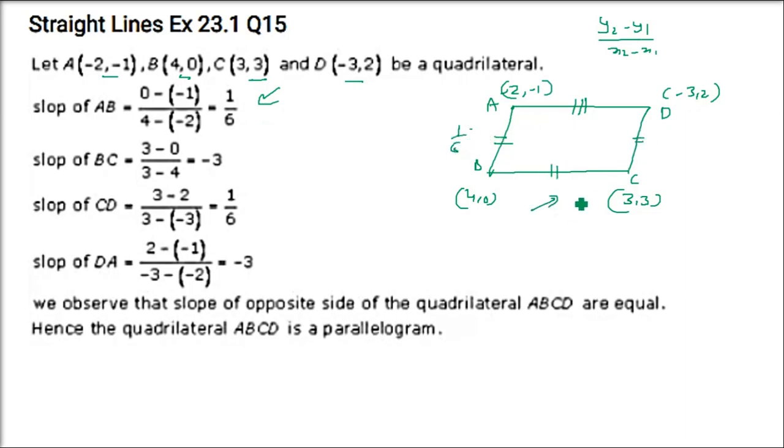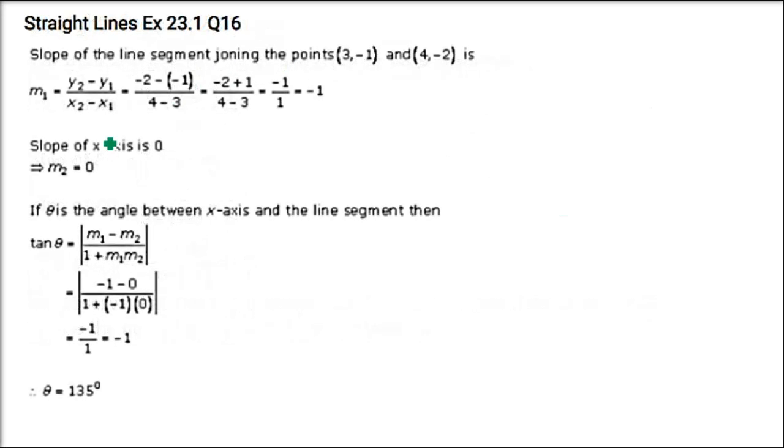So let me write it. The solution is in front of you. This is -3. The slope of CD is going to be 1 by 6 and the slope of AD is -3. Now the slopes of the opposite sides are equal. And parallelogram means opposite sides have to be parallel. Opposite sides need to be parallel. Now this question is an NCERT question and most of the questions coming after this are NCERT questions. So you have to be very cautious and look a little closely.